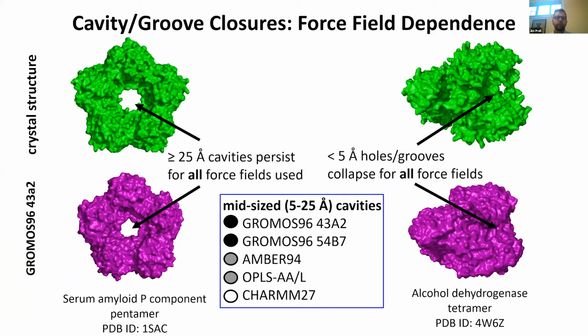We also looked at large-scale changes, such as closure of cavities and grooves in proteins and protein complexes. We found that all 5 force fields preserve large cavities and grooves. For example, in the serum amyloid P component pentamer here, the large greater than 25 angstrom channel in the center is kept through all of the simulations, whereas all of the force fields tend to close off holes that are smaller than about 5 angstroms. For mid-range holes, between about 5 and 25 angstroms, the Gromos and Amber force fields show a much greater degree of closure, whereas CHARMM and OPLS show a lesser degree.